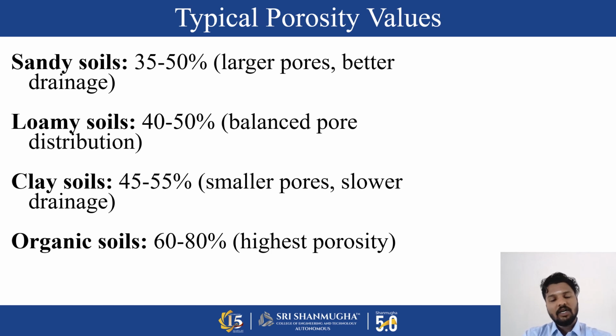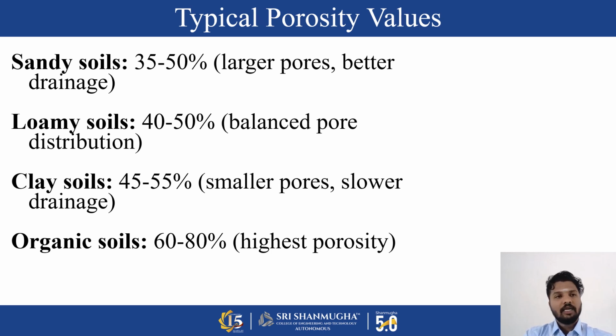The next one is clay soils. Clay soils have a porosity value from 45 to 55 percent, and often have smaller pores, leading to slower drainage in clay soils. The final one is organic soils, having a high porosity value of 60 to 80 percent. That means it has the highest porosity value. Okay, we can move to the next slide.